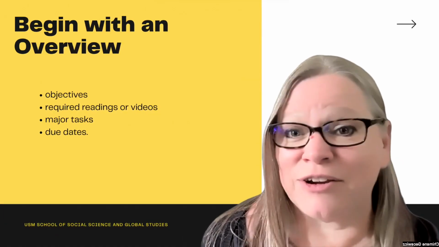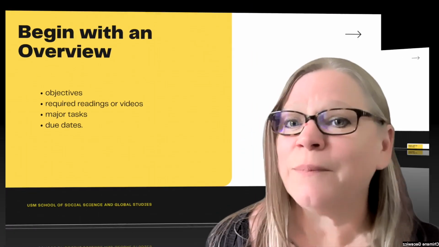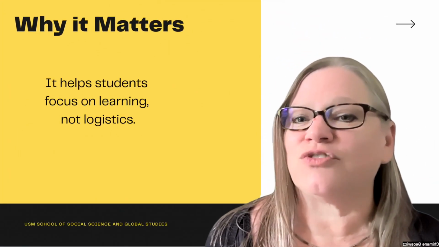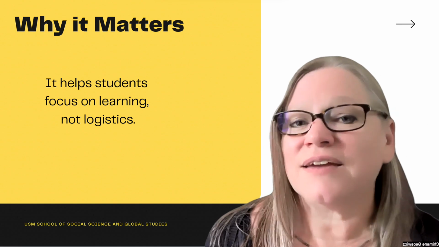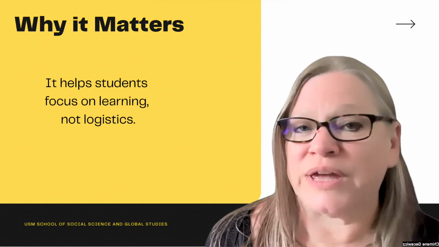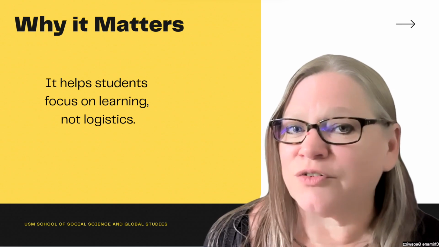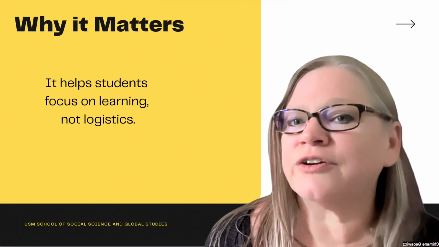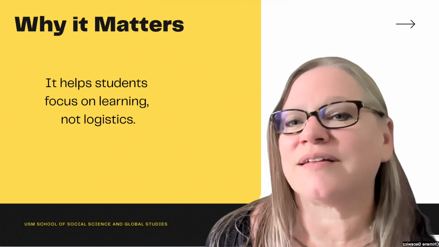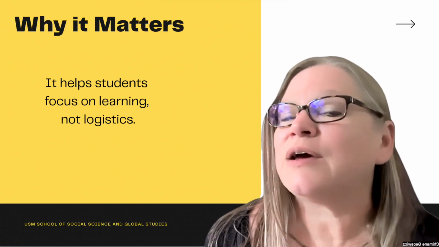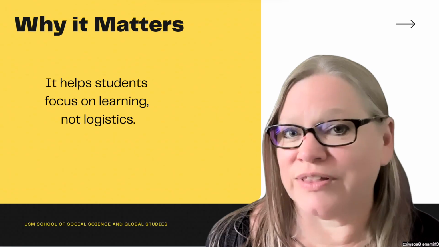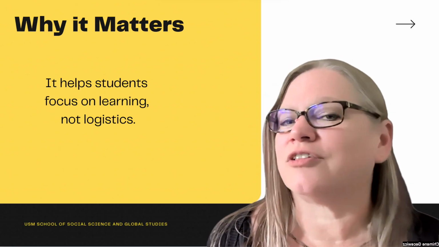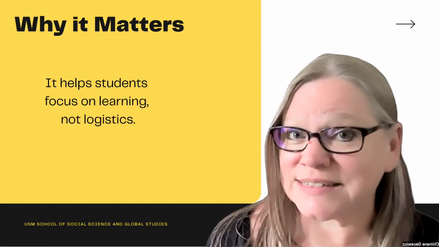Why does all of this matter? Well, a module overview isn't just a nicety. It's a form of instructional scaffolding. It gives students a mental framework for the week, reduces cognitive overload, and promotes self-regulation. For online learners, it functions as both a syllabus in miniature and a point of connection with you, the instructor. In short, it helps students focus on learning, not logistics.